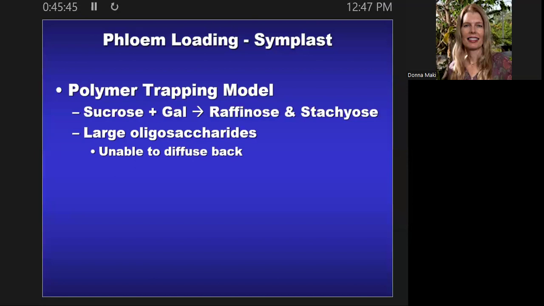start looking for this idea more carefully. It's one thing to come up with a hypothesis, but then you have to show that that's what's really happening. So they went back into the leaf tissue, went to the companion cell, went to the sieve tube element, and really did some detailed analysis.